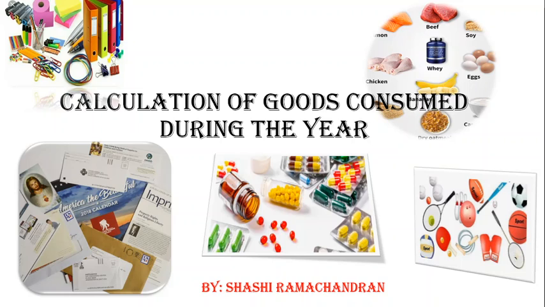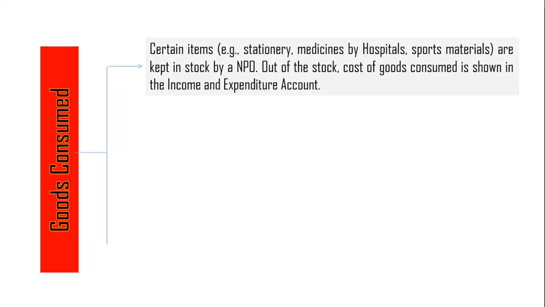In this video, you will learn how to calculate the cost of material consumed during the year. There are some consumable items like foodstuff, medicines, sports material, postage, stationery, etc., for which we have an opening stock and a closing stock as well. So these items are kept in stock by a not-for-profit organization, and out of the stock, the cost of goods consumed is only shown in the income and expenditure account.